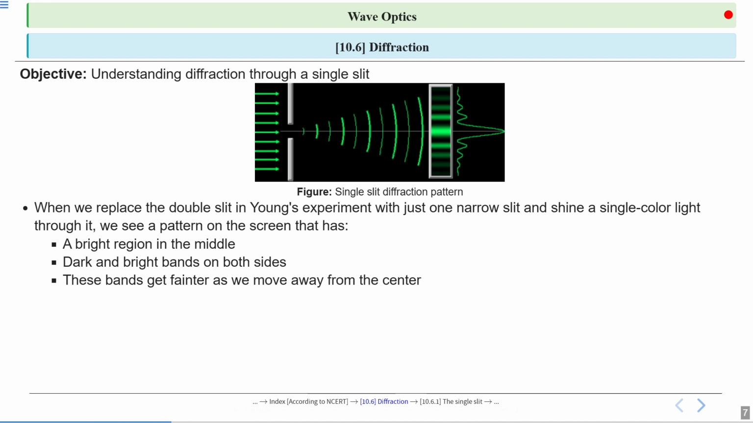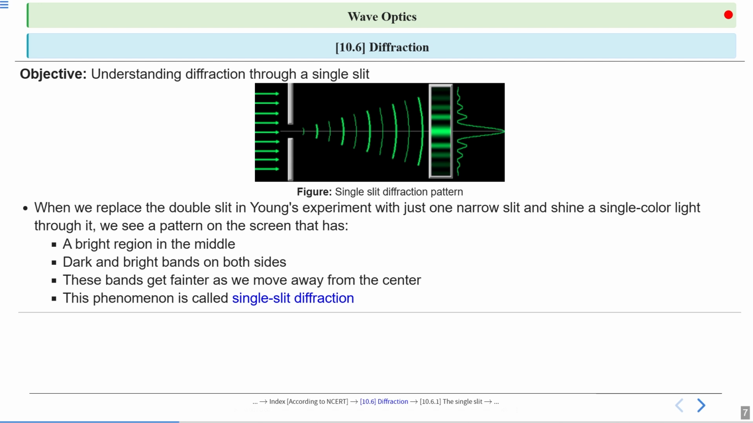We can only see a few bands. After that, the intensity decreases to such a value that it will appear as a dark band, and we will not see alternate dark and bright fringes. This fading occurs when the intensity of light decreases as the waves spread out and interfere over a larger area. So this entire phenomenon is known as single slit diffraction. It's a fundamental concept in wave optics that helps us understand how light behaves in different situations.